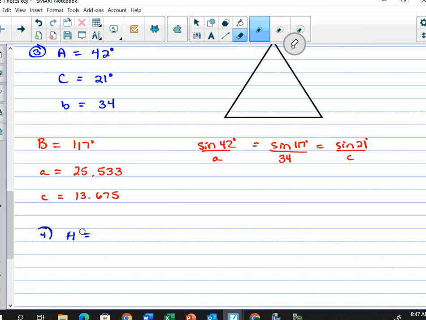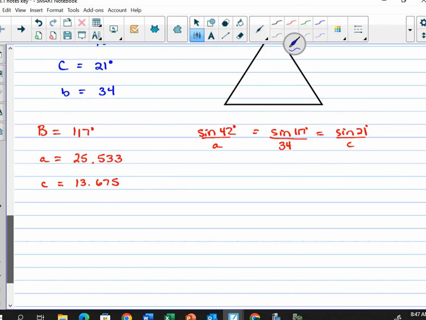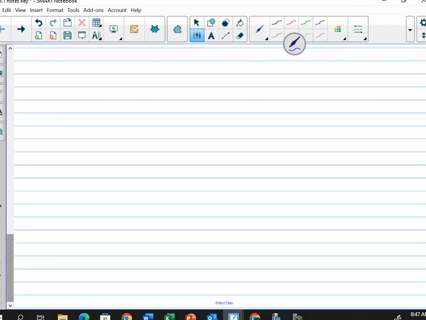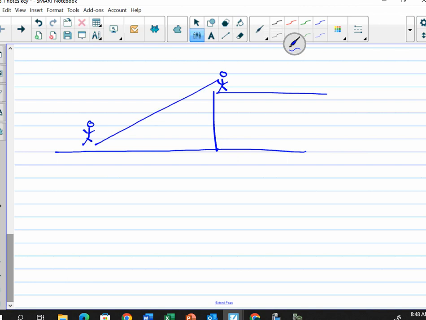Okay, instead of number 4, I just want to draw a picture for you, compressed angles or whatever. That is a massive triangle. Do we have to? Oh, it's so cute.